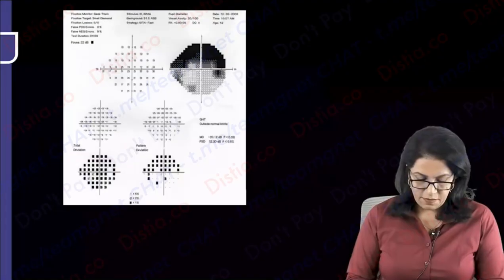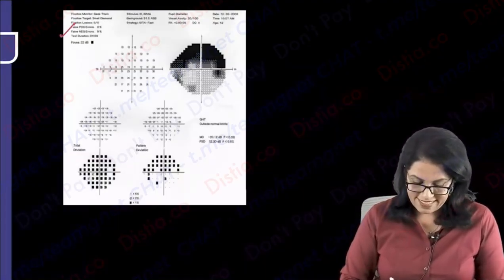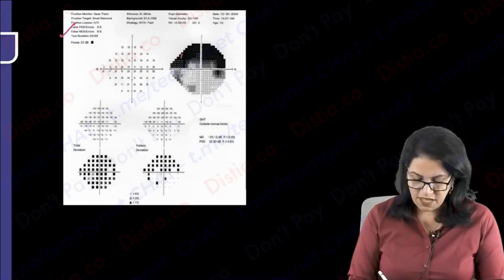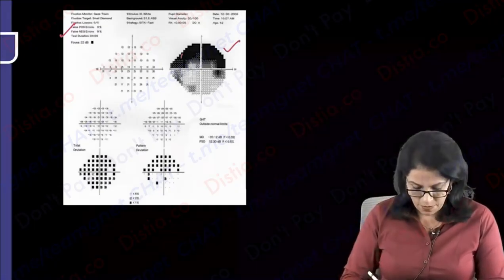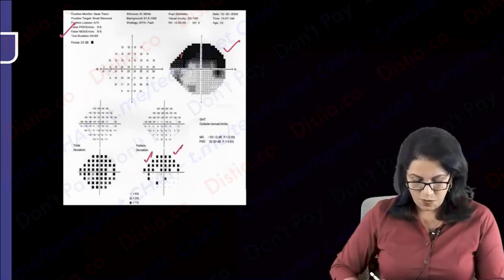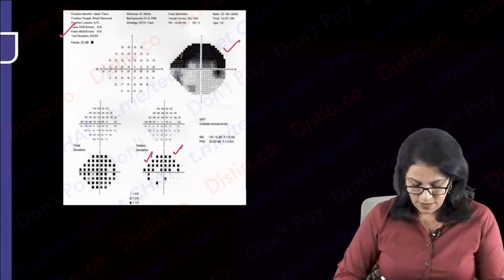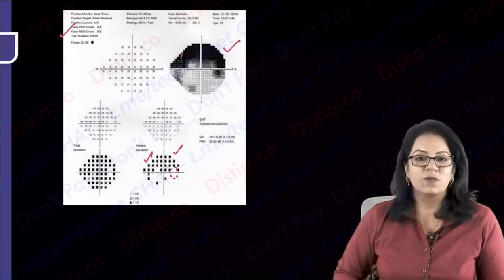Okay, let me first check the reliability indices. It seems fine to me, right? It's a theta fast, done. Grayscale is showing all superior arcuate scotoma. Let me see the probability. Yes. So I see this is all affected. It is a superior arcuate scotoma, right? So this is the blind spot here, which is shown here. So it's a right eye with superior arcuate scotoma.